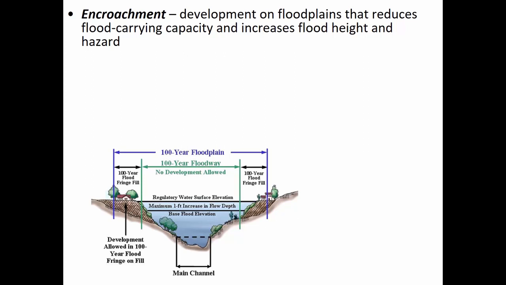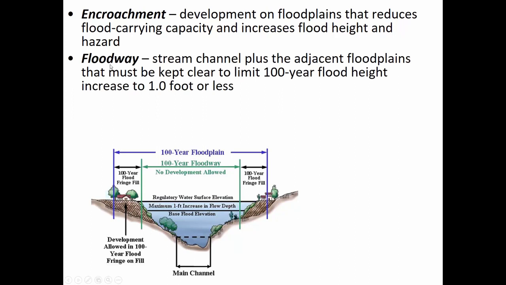And the floodway is the place where development isn't allowed, because if you start to fill into the floodway, then that's going to force the flow depth more than a 1 foot increase. So the floodway is defined as the stream channel plus adjacent floodplains that have to be kept clear in order to keep the 100-year flood to 1 foot or less compared to the undeveloped state. So you can see that the floodplain is wider than the floodway. The floodplain is just this base flood elevation.